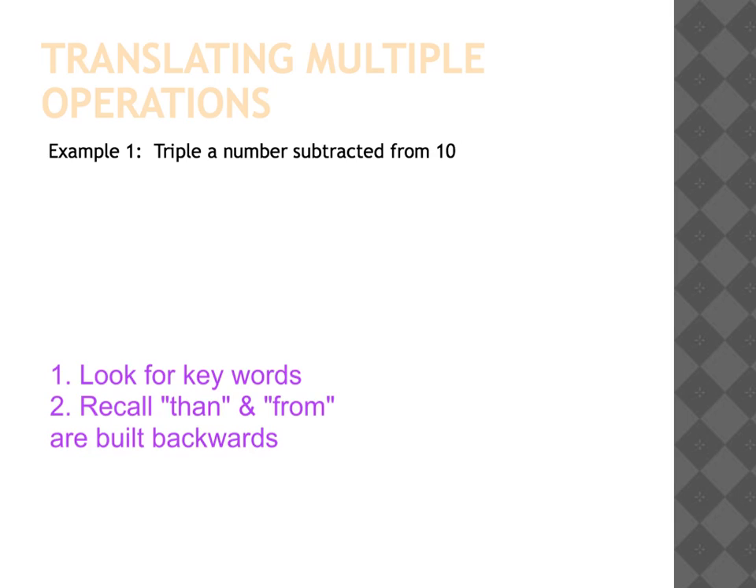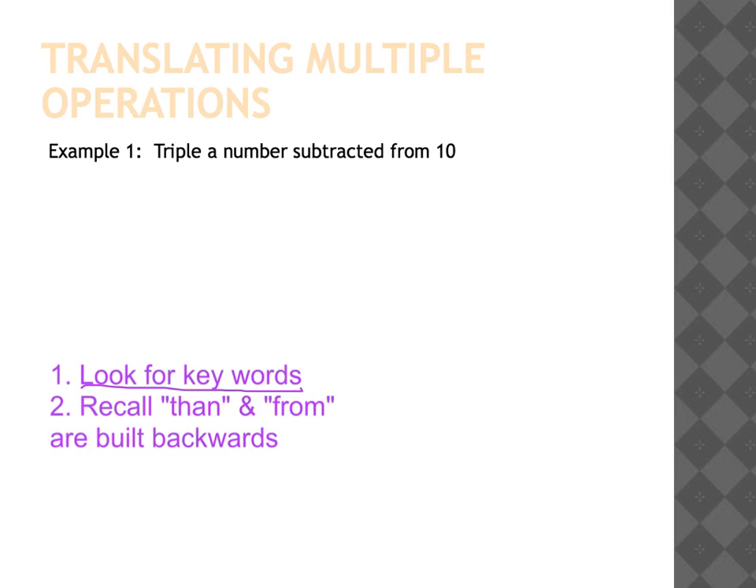or expressions. So one of the first things that you want to do is look for your keywords. Those keywords are the operations that you are looking for. So phrases like more than, less than, product, quotient, difference, those type of words are your keywords that you're looking for. Also, once you found those keywords, you need to keep in mind that any than or from are built backwards. Okay, let's take a look at the first example then.